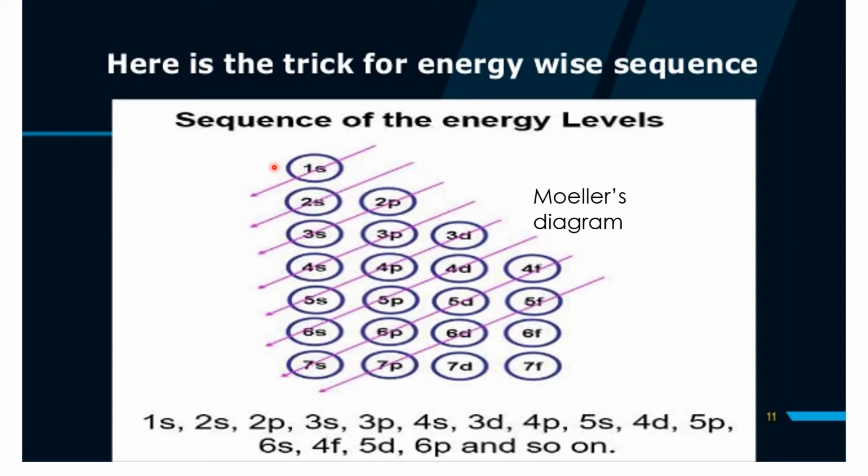Here is a trick to remember or to write the energy-wise sequence of orbitals. This is explained by Moeller and this diagram is known as Moeller's diagram. Now let's see how it can be drawn. In the first energy level, the s orbital is present, whereas in the second orbit, 2s and 2p are present. So first write the available orbitals in each energy level. First orbit 1s, in the second orbit the available orbitals are 2s and 2p, and in the third orbit the available orbitals are 3s, 3p and 3d.